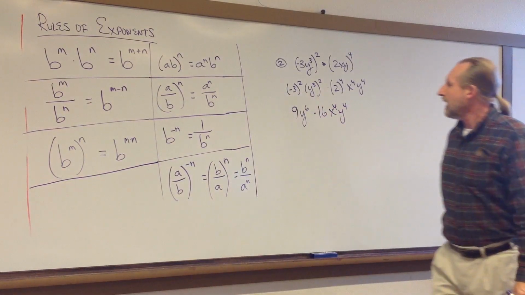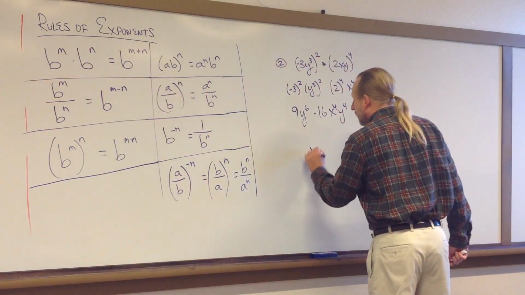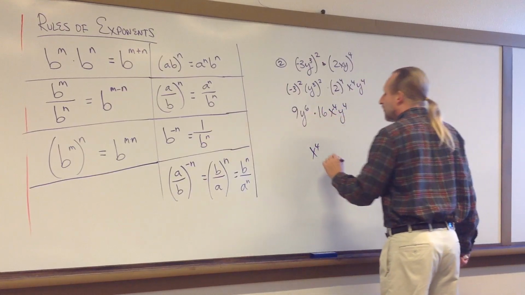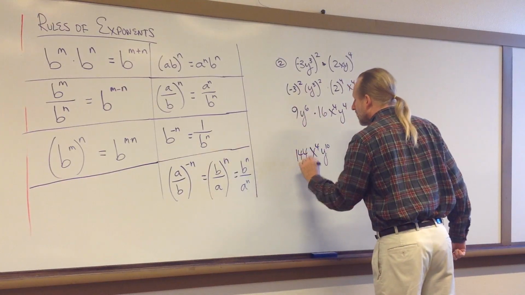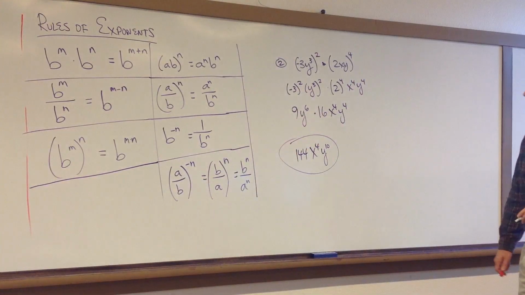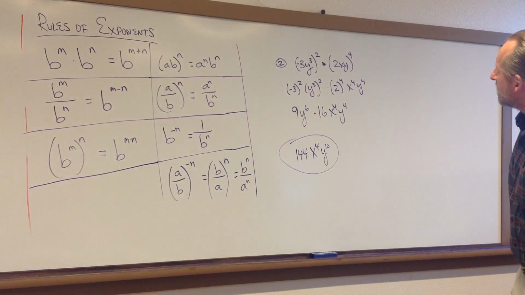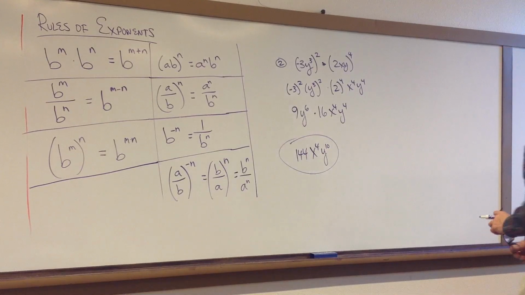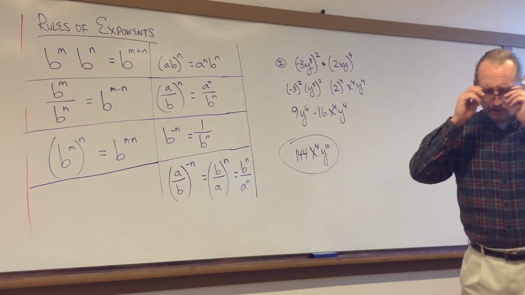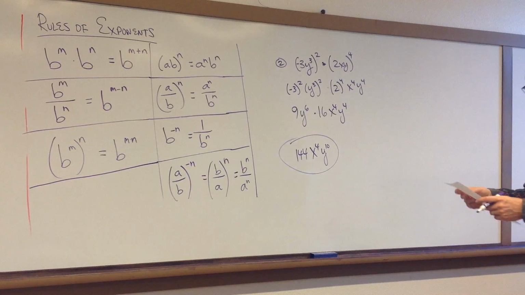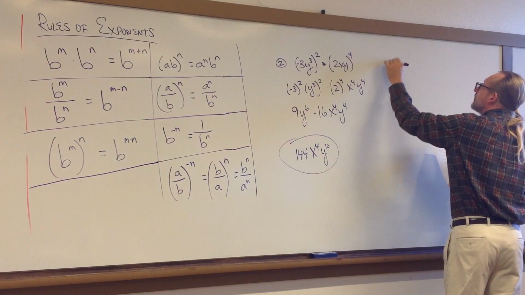Now we're back to this rule right here. We've got an x to the 4th, we've got y to the 4th times y to the 6th, that makes y to the 10th, and then 9 times 16, you can use your calculator for that, it's 144. Not a whole lot of alternative ways to do this problem. These first couple problems are pretty straightforward. So let's just keep moving.